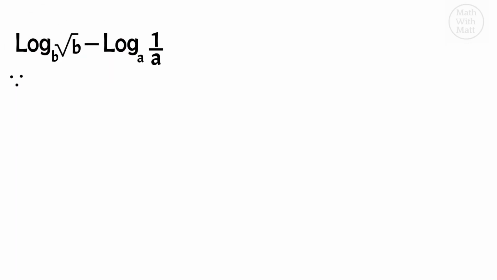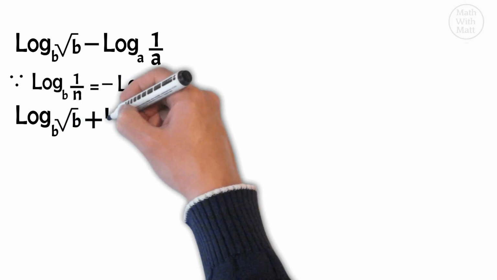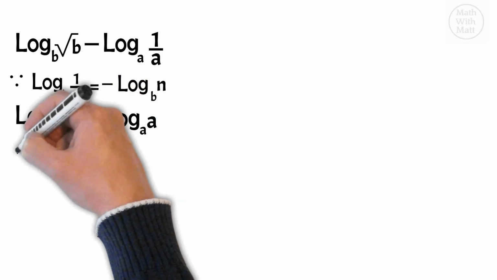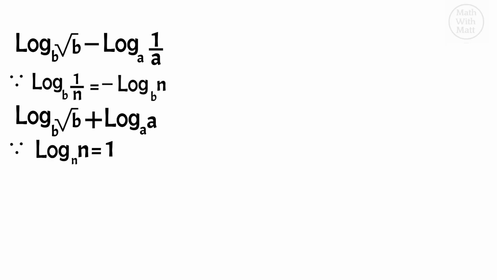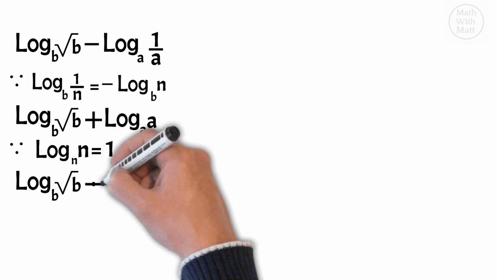Since we do know log of reciprocal of a number is log of same number times minus 1, we substitute this in the equation and get plus log to base a of a. Now we use the property of log of a number with same base, which is always 1, which makes log of a to base a as 1 and gives us log to base b of root b plus 1.